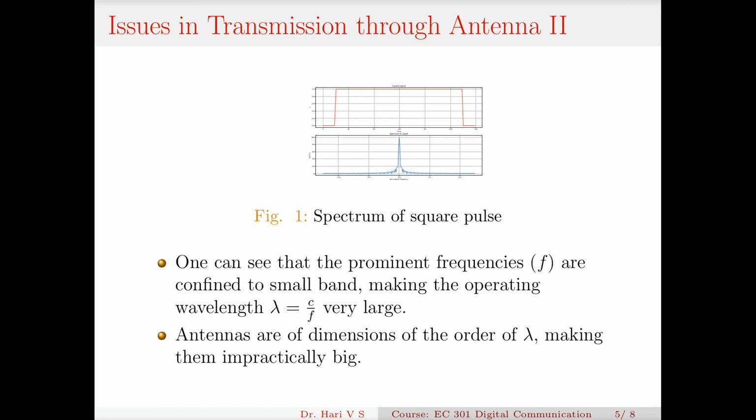And antennas are of dimension lambda, like some antennas may be lambda by 2 in length, some may be lambda by 4 in length, some may be of the order of lambda, some like paraboloid type antenna can be 20 times lambda, 10 times lambda. Anyway, the dimension of the antenna is in the order of lambda. So if I use a square pulse or discontinuous signals, then the spectrum being very small, the antenna becomes very large because the operating wavelength becomes very large.